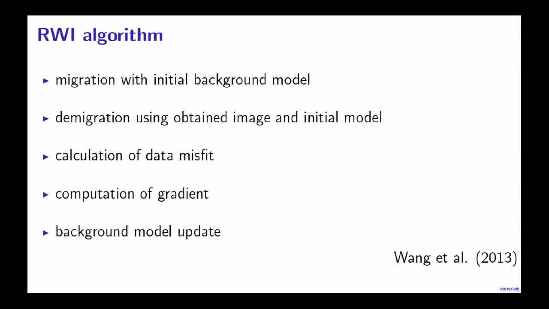So, at each iteration, first the reflectivity model is obtained using the initial background model. For generating the demigrated data affecting the reflected arrivals, we use the obtained image and the initial model. So, the demigrated data is the calculated data here. The data misfit is then calculated between the observed data and the calculated data, which is the demigrated data. The gradient is computed along the wave path of the incident and the reflected wave. And the final step of this approach is the background model update.